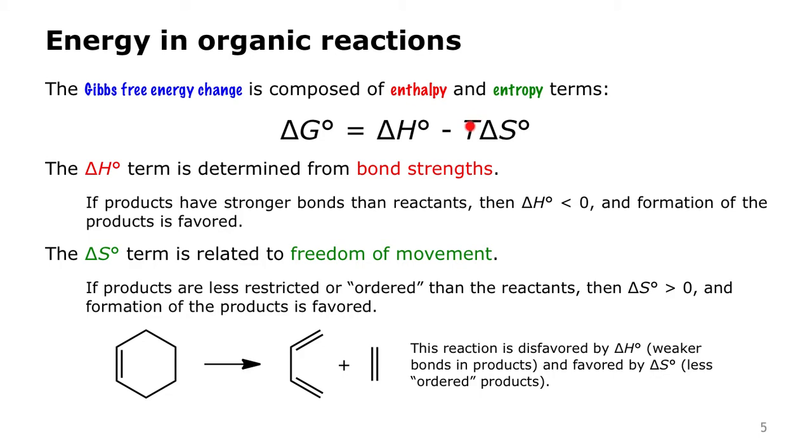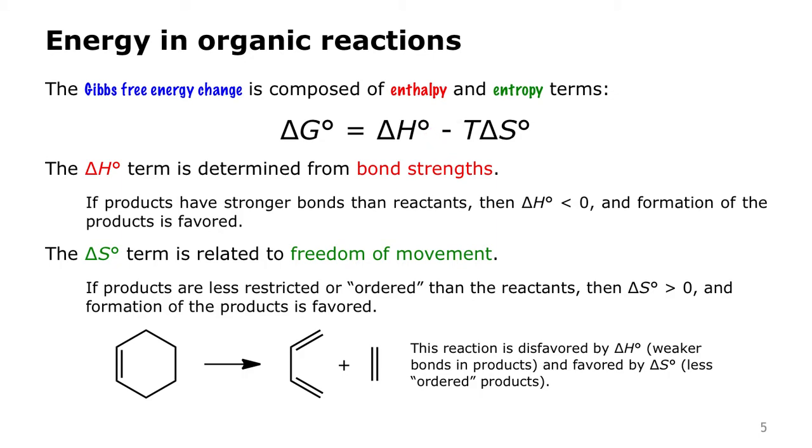The entropy term, on the other hand, is more related to freedom of movement. If the products, for instance, are less restricted or ordered than the reactants, then there's an increase in entropy, and that would favor the delta G being more negative because of the minus sign in front of the T delta S term. You can also see that the delta S term becomes more important as the temperature rises because the magnitude of that product would increase and thus make delta G more negative because of the negative sign.